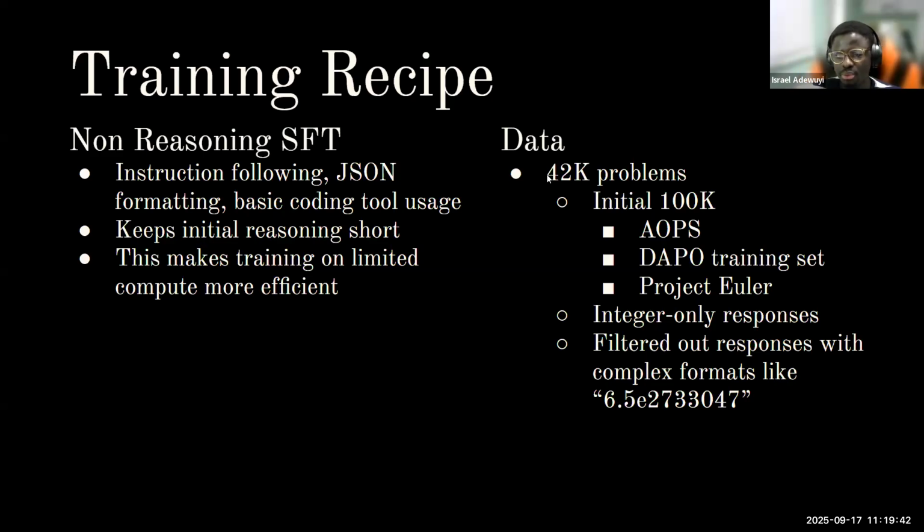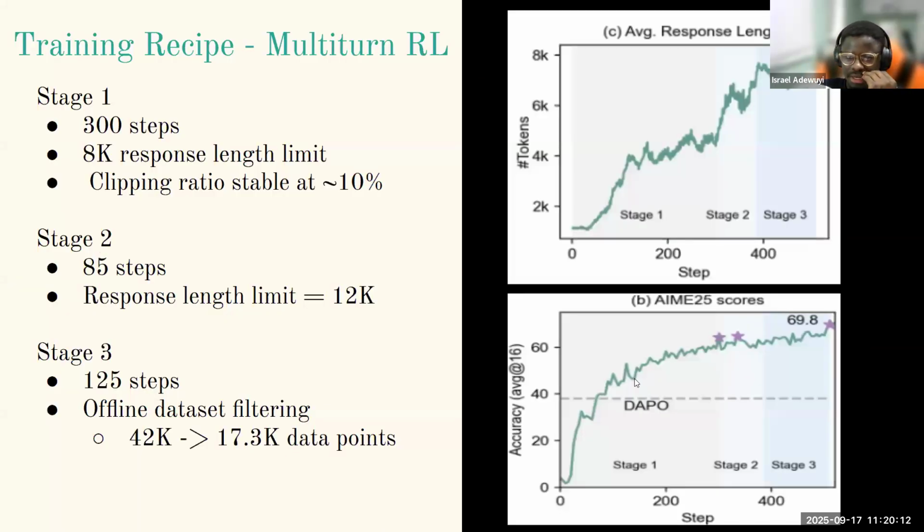And the data for this run was for these two problems. Initially, they had 100,000, but they filtered for questions with labeled answers that were integers. They also filtered out weird integer formats like what I wrote here, with exponentials or weird floating values. So it was only integer answers, and they were left with 42K. Then they also employed multi-stage RL.